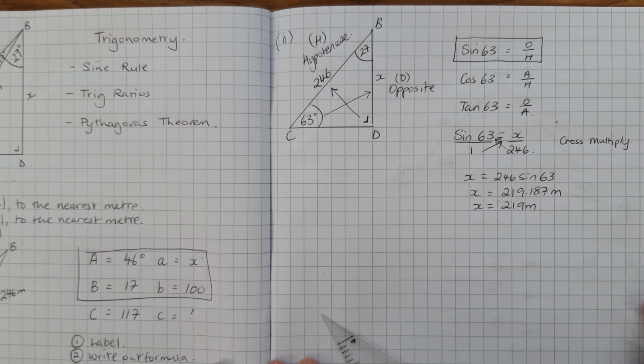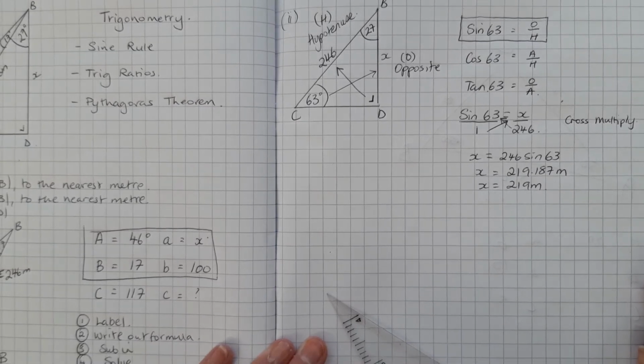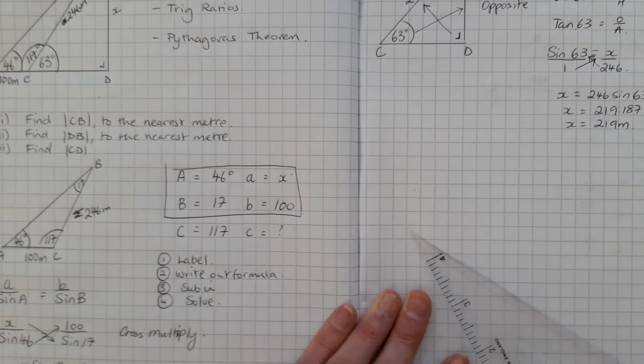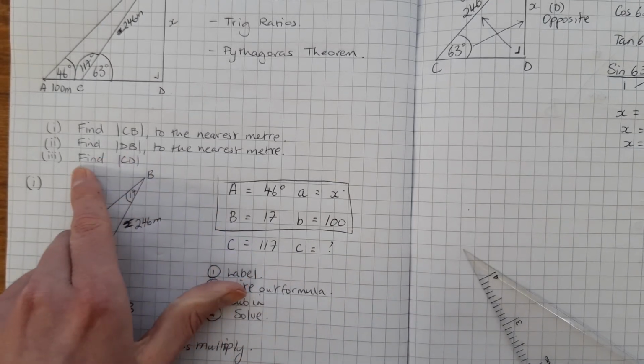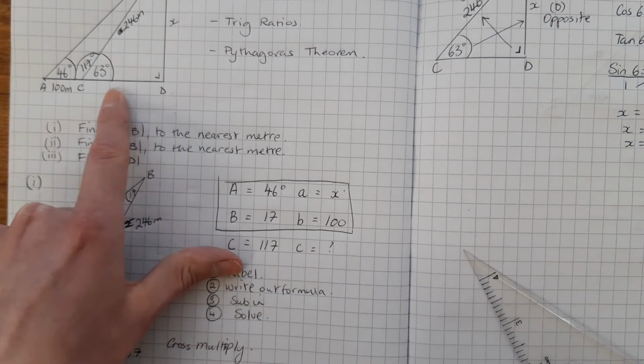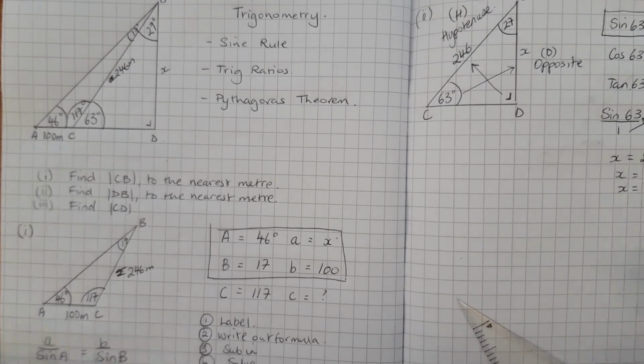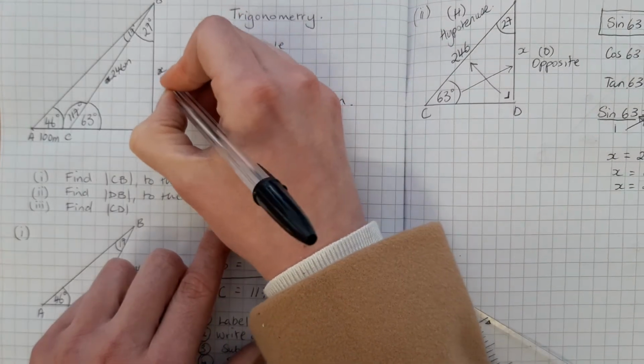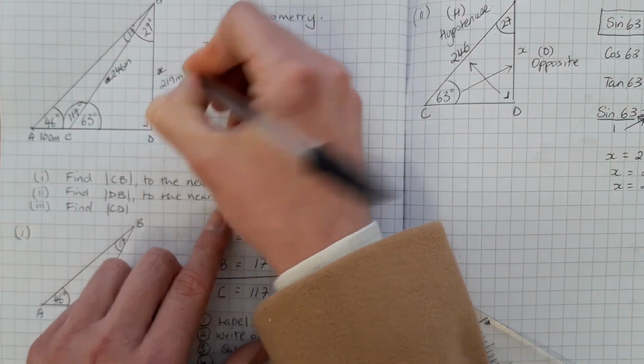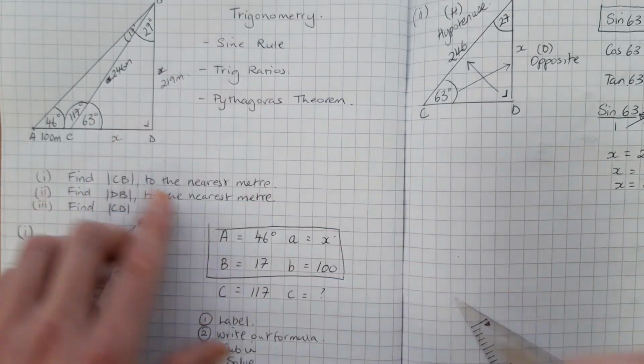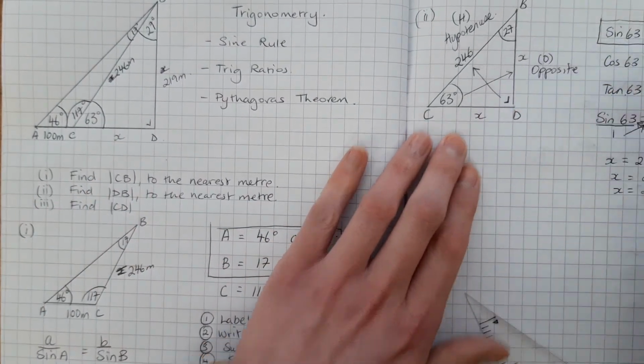So we've used sine rule and we've used trig ratios. What is the last part of the question? The last part of the question, I'm just going to go back over it, is find the distance from C to D. C to D is this distance here. I'm just going to pop in what we've got. So this x, now we've calculated it to be 219 meters. And we're looking for the last side, C to D. So I'm going to pop that into this diagram here.